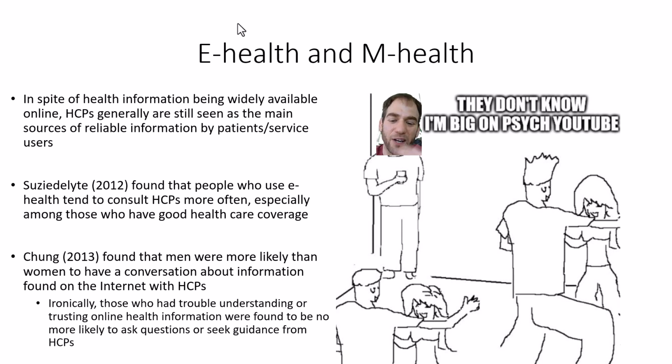To the extent that we have a conclusive answer, there's going to be some variation here. So again, we have the finding that people who have trouble understanding or trusting online health information were found to be no more likely to ask questions or seek guidance from HCPs. This can go in multiple directions. It could be a person who's like, okay, well, I tried to figure this out on my own. I have no idea what this says or what I'm supposed to do. I'll leave it to the healthcare professional. They're going to tell me what to do, and I'm going to do it. Boom. I'm done with that. I tried. I give up.